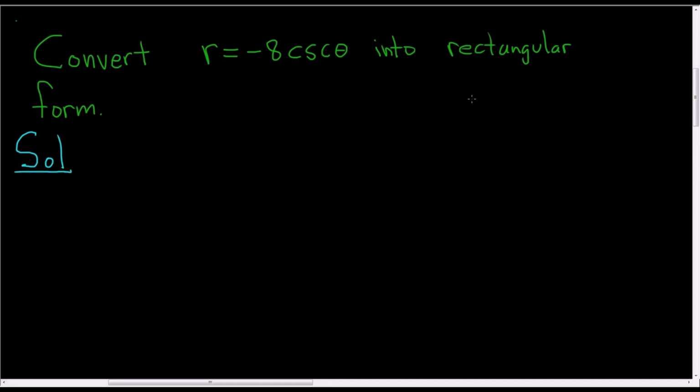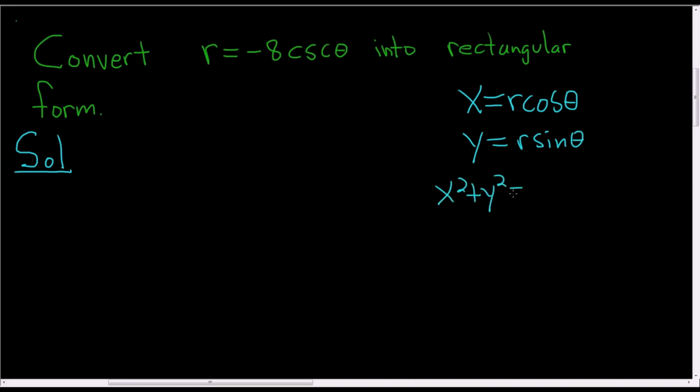We have an equation in polar form, and we're being asked to convert it into rectangular form. Let's go ahead and work it out. So there's 3 really useful formulas. The first one is x equals r cosine theta. Another formula is y equals r sine theta. And another one is x squared plus y squared equals r squared. So in general, it's a good idea to have these memorized when you're working out these problems.